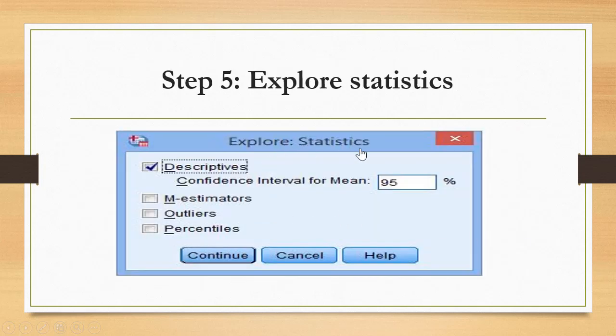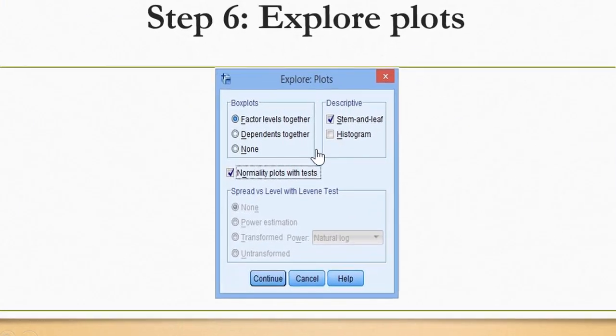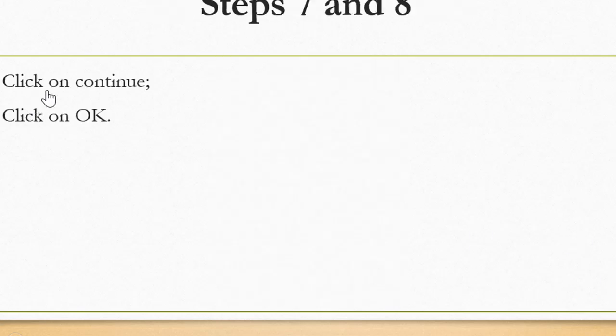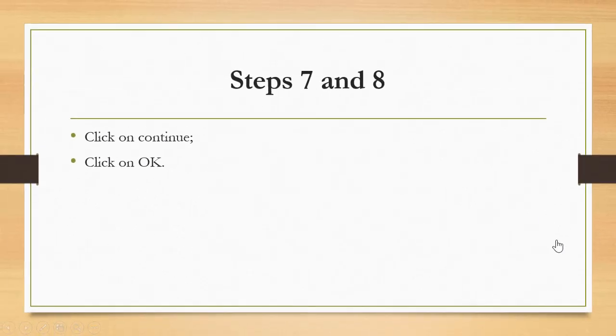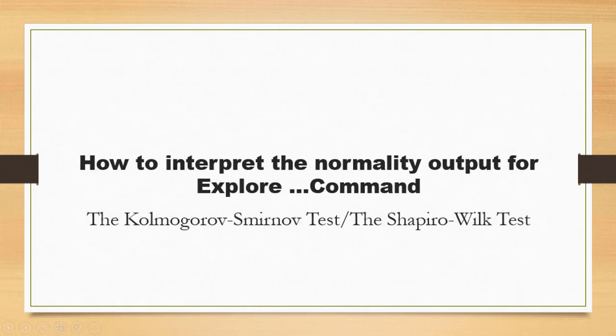Then once you have the dependent list and factor list like this, click statistics, and we are going to have explore statistics: descriptives, and confidence interval for mean 95%, which is 0.05, and then click continue. We are going to have explore plots, and we uncheck stem-and-leaf. We can choose just histogram and select normality plots with tests and click continue. Next, you click OK, and you are going to have your results on the output.